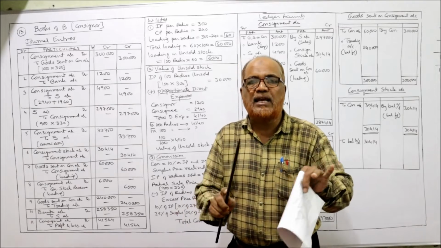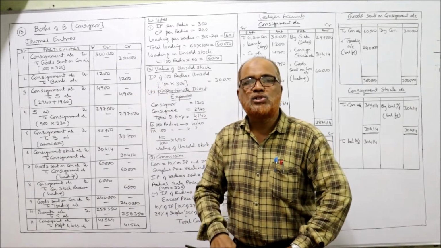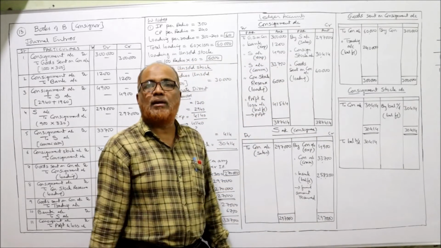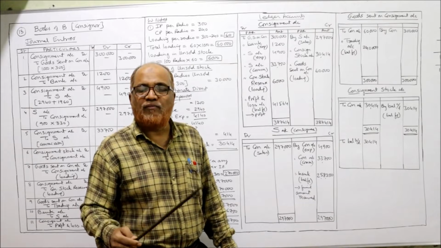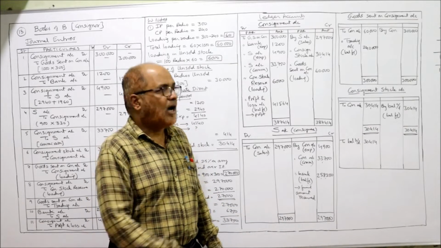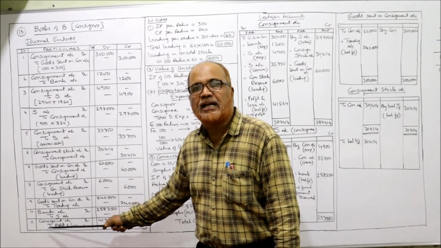After the 9th, 10th and 11th entries, you leave the space blank. Then you start making the ledger accounts. By preparing these ledger accounts, we will be able to know how much is the profit and how much is the amount received from the consignee. After finding this out, you can pass the 10th and 11th entries.